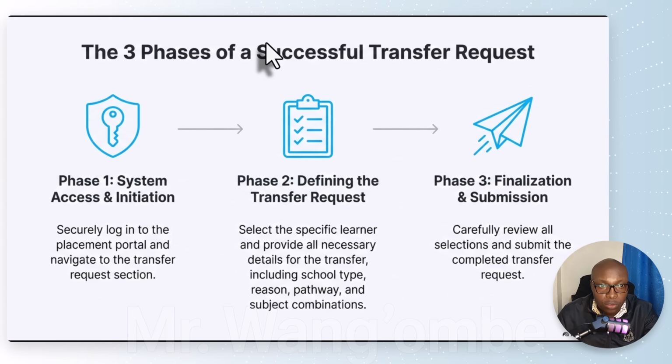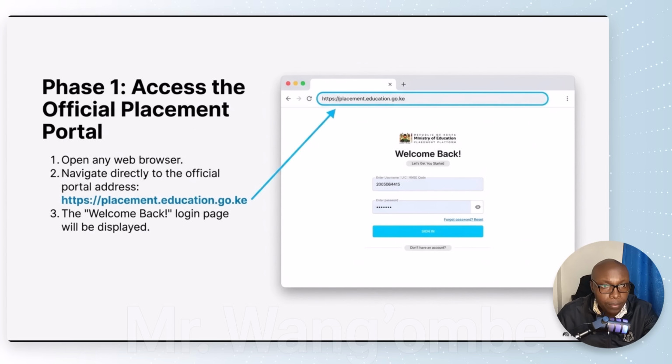This process has 3 phases for a successful transfer request. The first phase is where you have to access and initiate the process. Then you have phase 2 where you have to define the transfer request, and then in phase 3 you finalize and submit. So let's go through the process step by step.